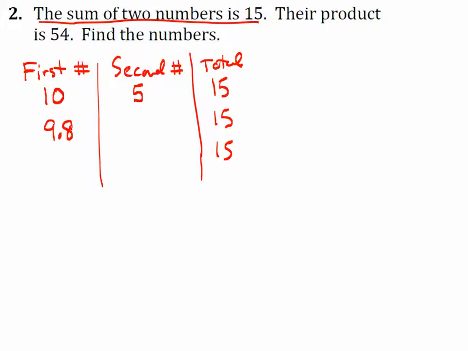9.8 is the first number. What does the second number have to be for the total to be 15? 5.2. Oh, you're cool. Did that in your head. Yeah. So you technically would be doing this, right? You'd be subtracting 15 minus 9.8, and then 14 minus 9 is 5, 5. But notice we're subtracting. We're taking the total, subtract the first number.